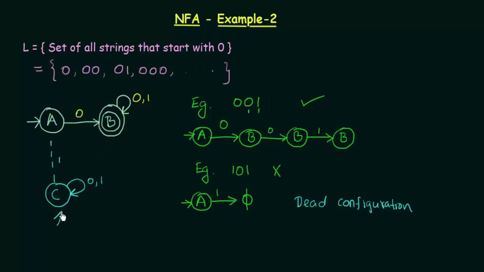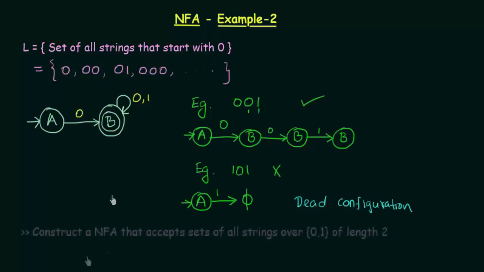So in case of our DFA, this state was known as the dead state or the trap state. But in case of NFA, we don't need to mention this dead state or trap state. We just leave it blank just like this. And this shows that it is a dead configuration and it is a complete NFA. So this is how to design a NFA for the set of all strings that starts with 0. Okay, now let's see another example.